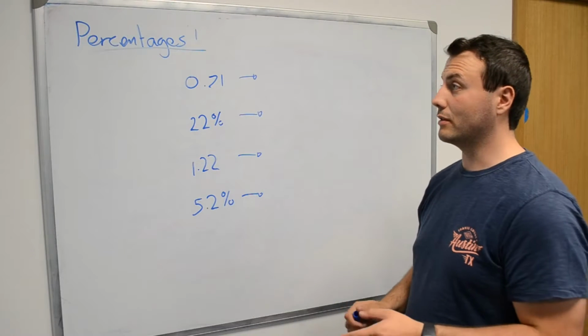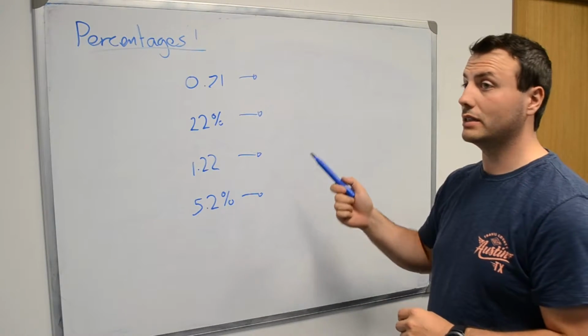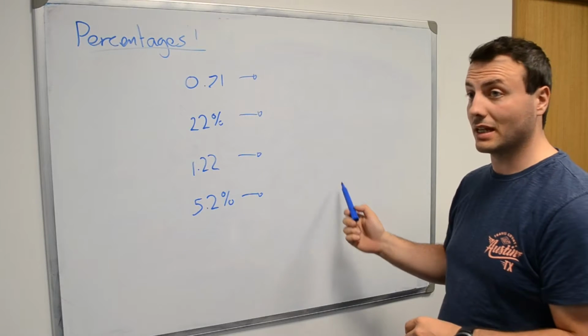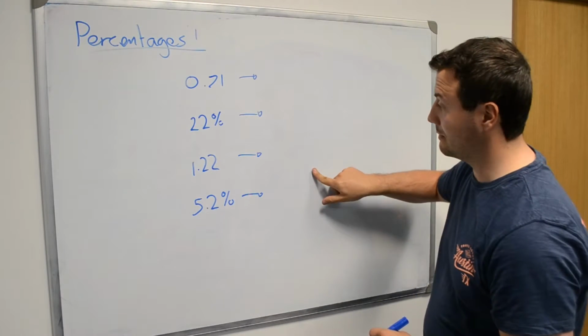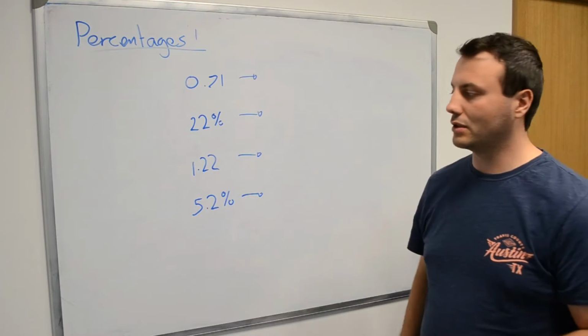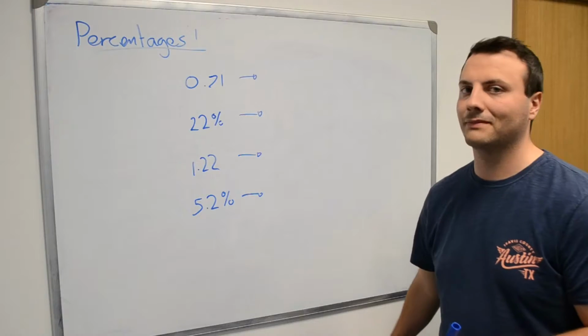Okay, just time for some quick practice. Do you want to give a shot at converting 0.71 into a fraction, 22% into a decimal, 1.22 into a percentage, and 5.2 into decimal. So give the video a pause and give it a full try.